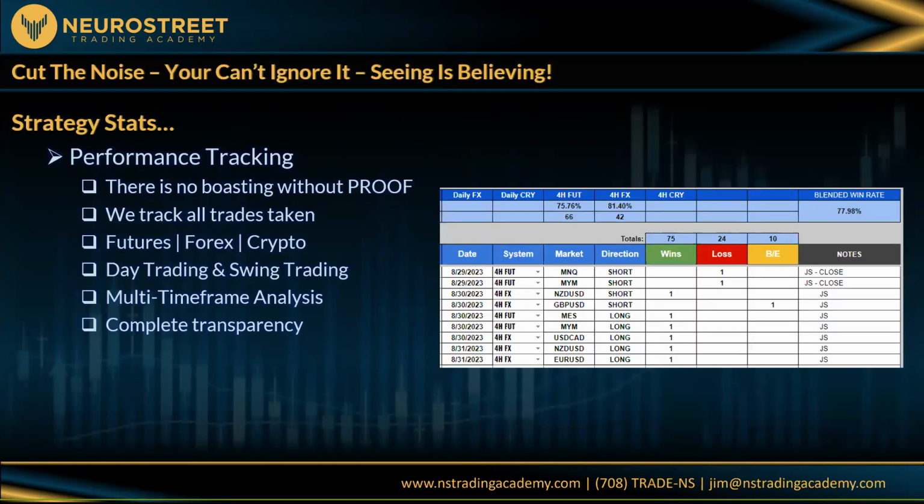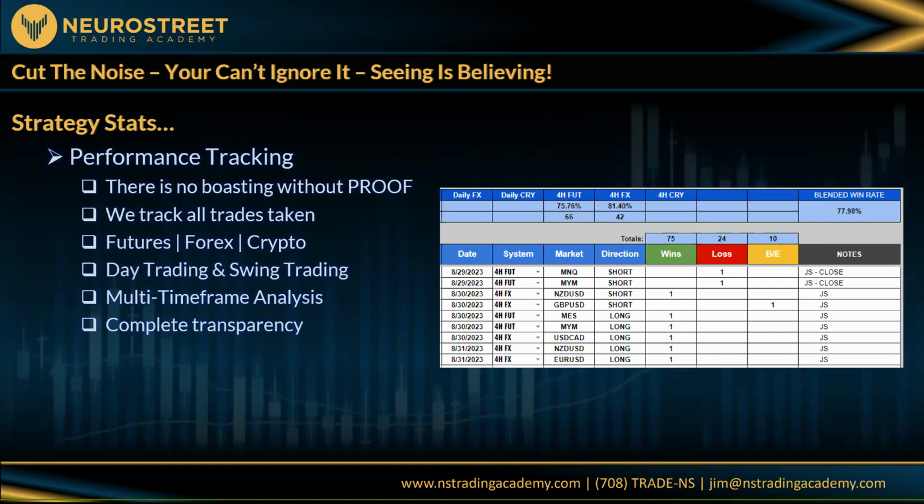So the reality is, though, we talk about performance and we talk about getting to the next level and we talk about helping out traders, but how do you know that we're the real deal, right? There's no boasting without the proof. There's no boasting without proof of that performance.